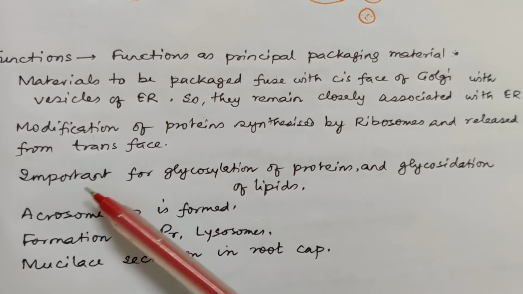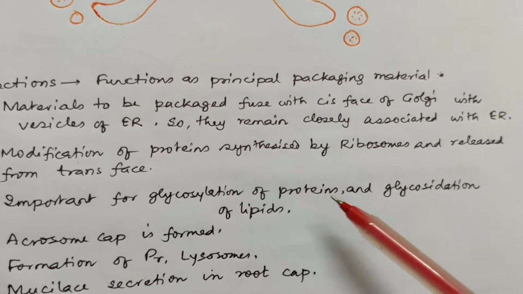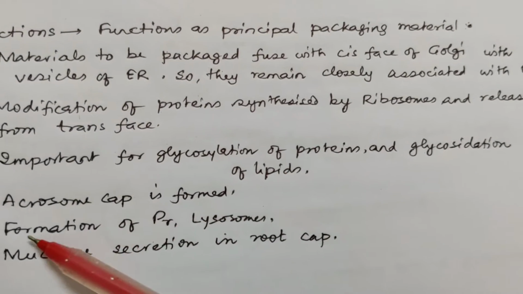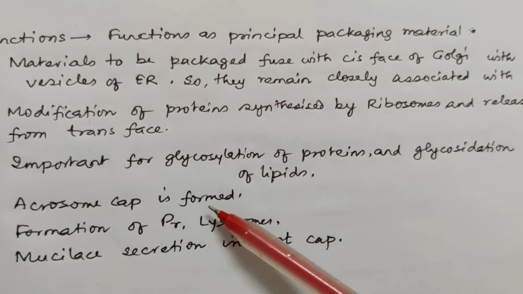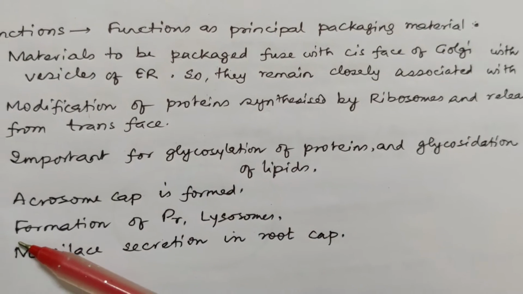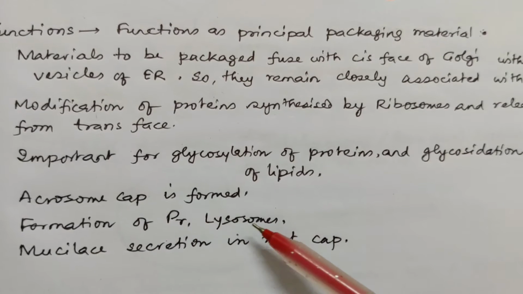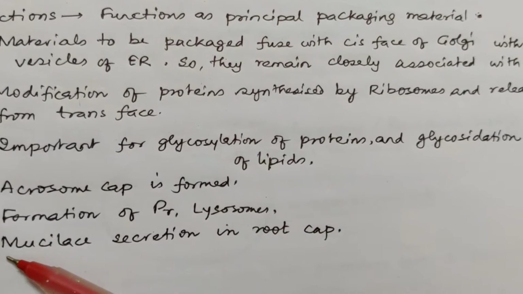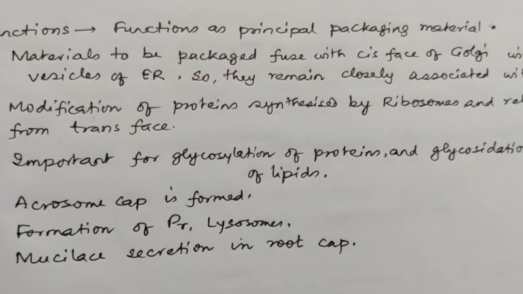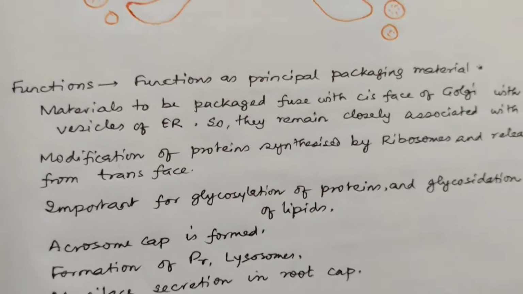Golgi bodies are very important for glycosylation of proteins and glycosylation of lipids. The acrosome cap is formed from Golgi complex. It is also helpful in formation of primary lysosomes. The mucilage secretion in the root cap is also formed from Golgi.